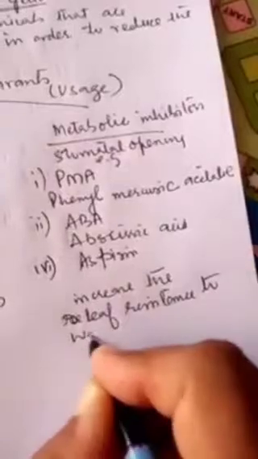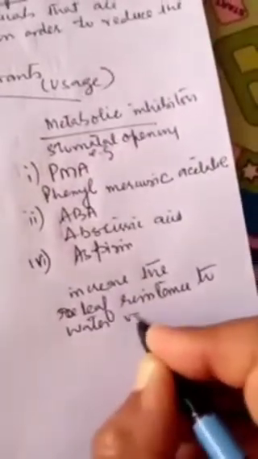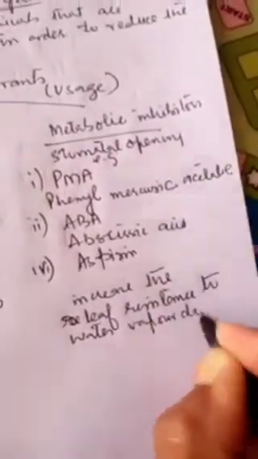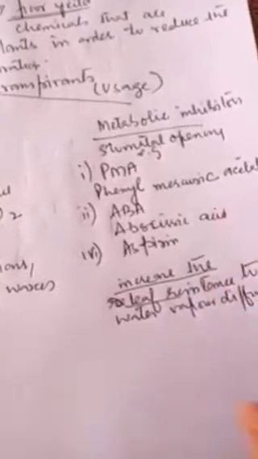to water vapor diffusion. That means that they do not allow the leaf to diffuse the water vapor. What do they do? They increase the leaf resistance to water vapor diffusion.